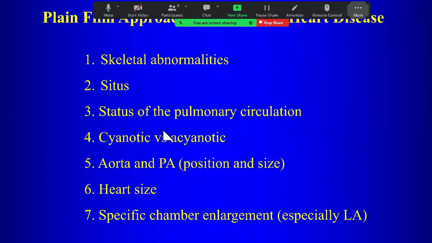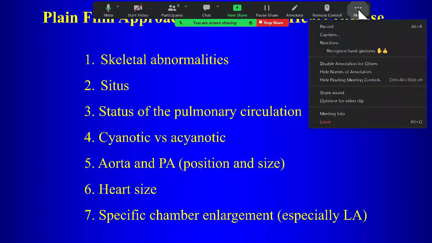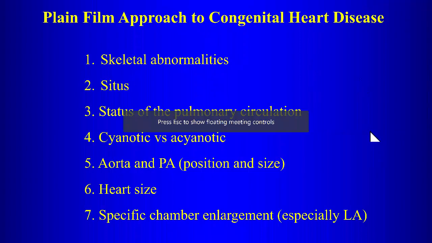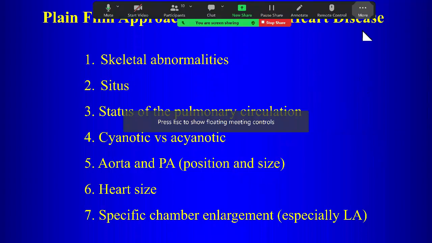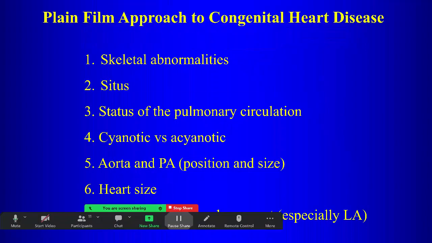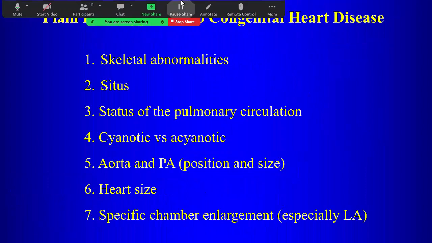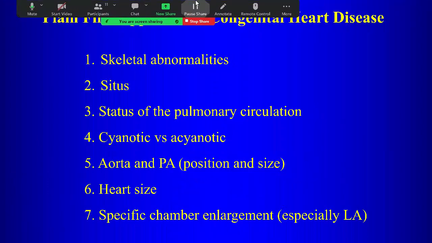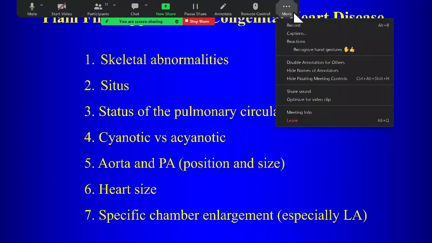And then an important piece of information that you need to know is, is the patient cyanotic or not cyanotic? And then we'll talk about the position of the aorta and the pulmonary artery, as that is also important and can help us. Then the heart size, and then specific chamber enlargement.